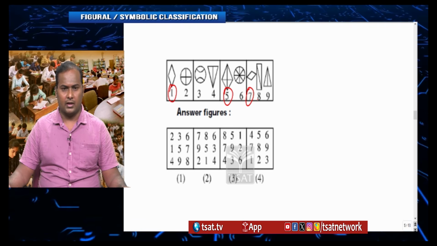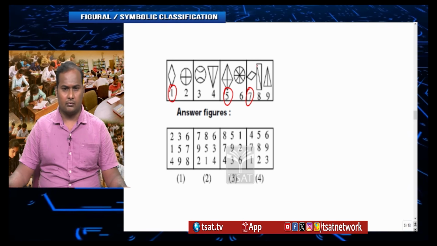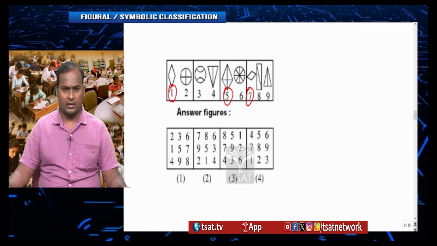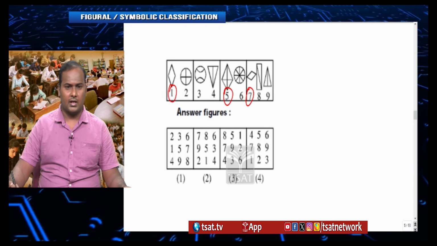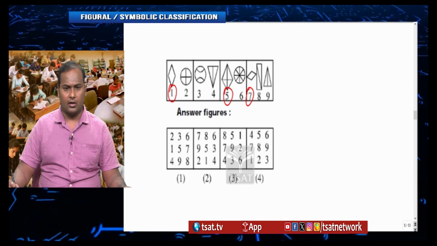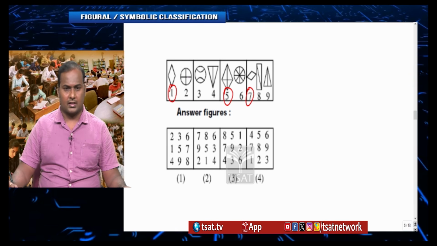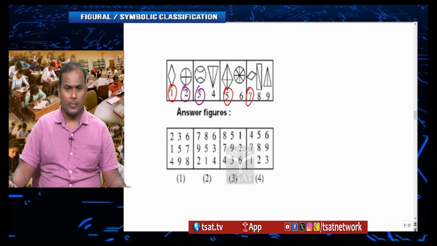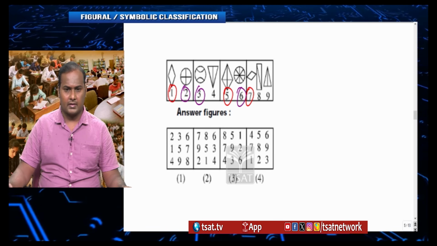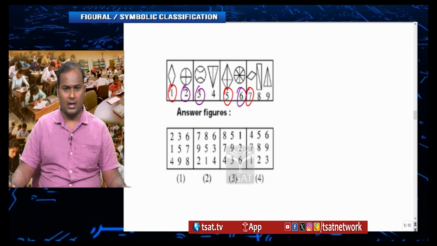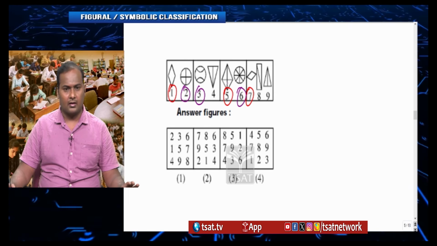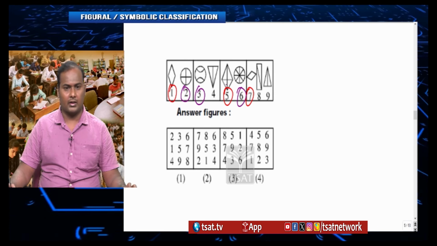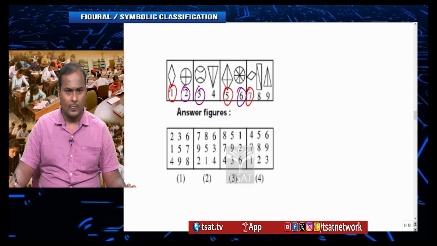But the thing is, in the 8th one, you can see a line is passing through the center crossing. Now you see the remaining circles. In figure 2, there are circles. So what are the circle figures? 2, 3 and 6 are the circle figures. So the common character is circle.